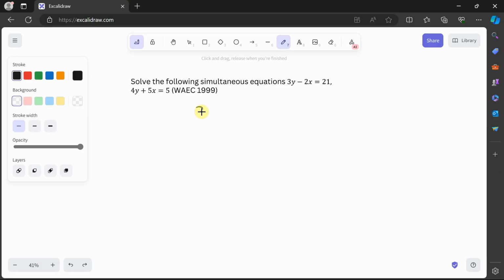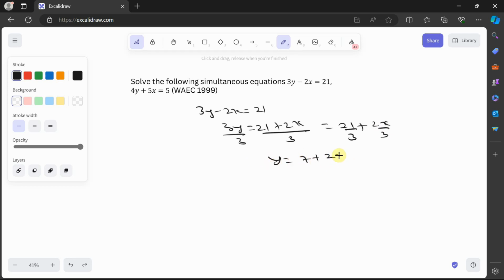So we have 3y minus 2x is equal to 21. So I want to make y the subject of the formula. That would be 3y is equal to 21 plus 2x. And if I divide both sides by 3, this is like saying 21 divided by 3 plus 2x divided by 3. So our y would be equal to 7 plus 2x over 3.